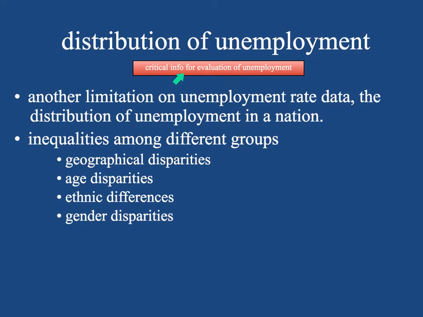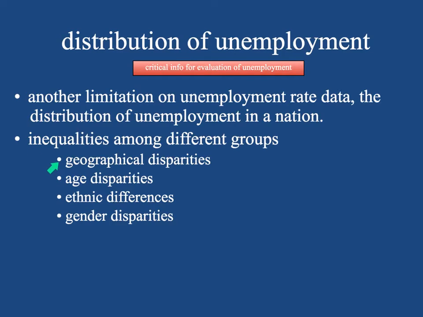This is critical information for the evaluation of unemployment and things that you're going to want to have in your mind when you're talking about unemployment rates and the validity of the data. Because just like hidden unemployment in the last video is a limitation on unemployment data, the distribution of unemployment is a different limitation on the unemployment data that we usually receive. Usually in almost all countries, the unemployment rate that's published is based on the national average rather than some more specific things. And these inequalities among different groups exist.